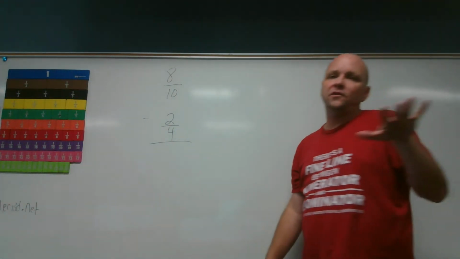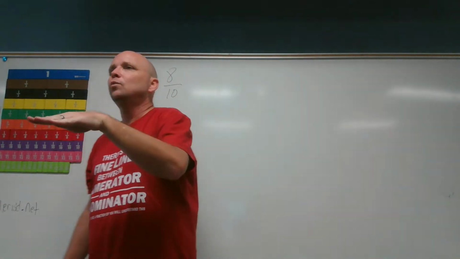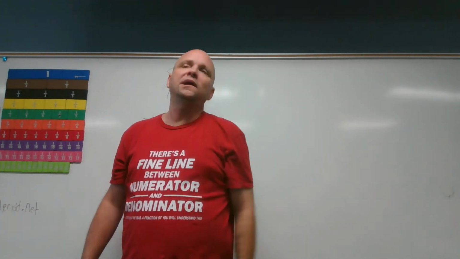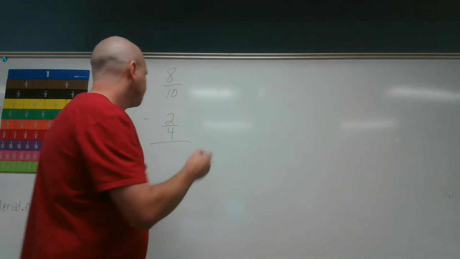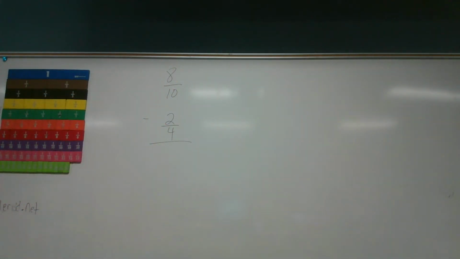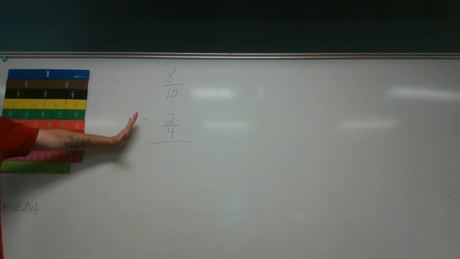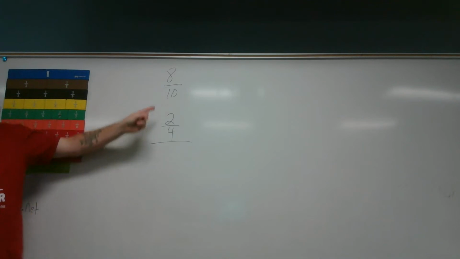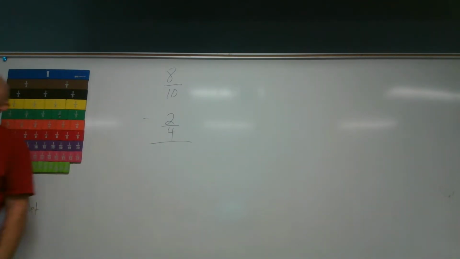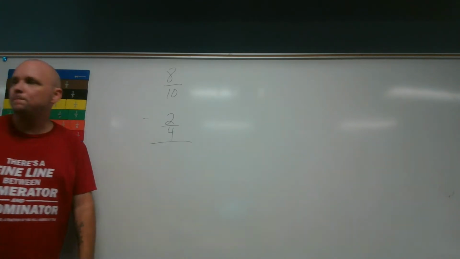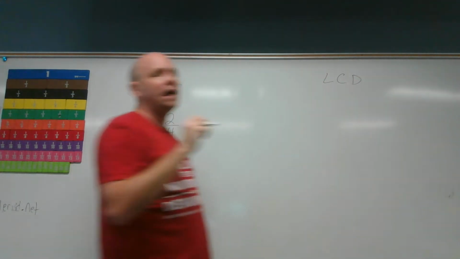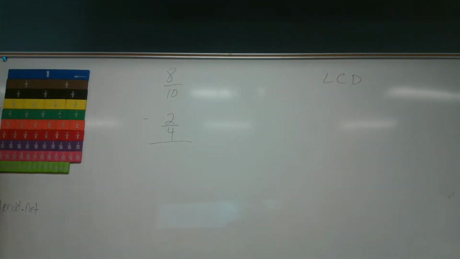The problem on the paper is written horizontally. When adding and subtracting fractions, you want to write it vertically because it makes it easier to find our common denominator. Matthew, help me out here. Can I subtract these fractions the way they're currently written? Why not, Matthew? Good, because the denominators are not the same. So I need to find first the least common denominator. Matthew, what are my denominators? 4 and 10. 4 and 10.